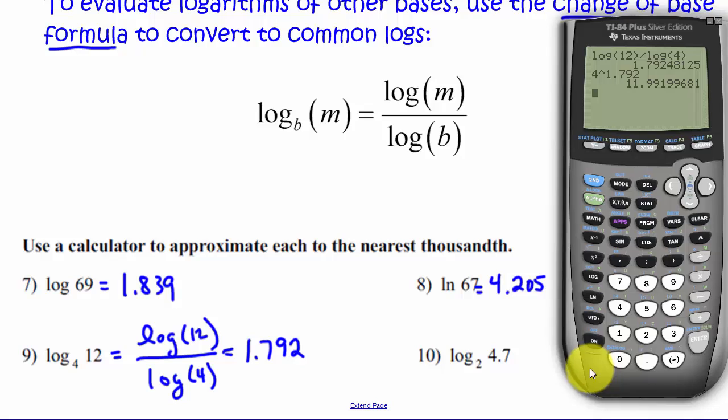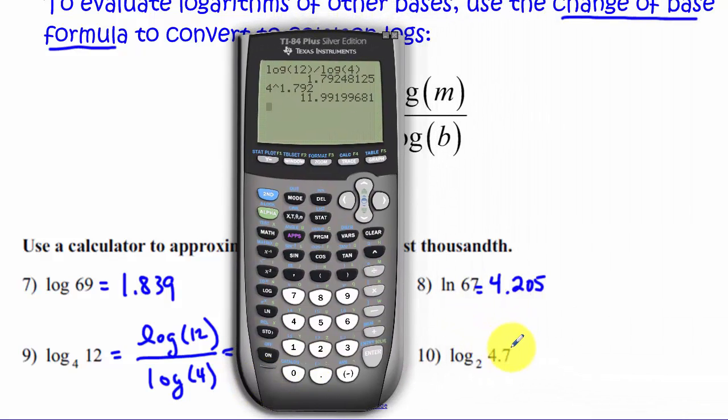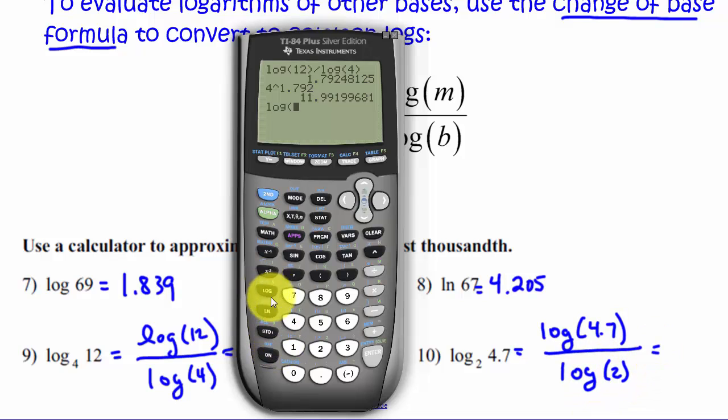Okay, let's just do one more. Move this over here. Again, we're going to rewrite this using our change of base formula into this calculation. And now we can just calculate that. So log of 4.7, don't forget to close your parentheses. Now divide, and we do our denominator. And this time we get 2.233 when I round it to 3 decimal places.